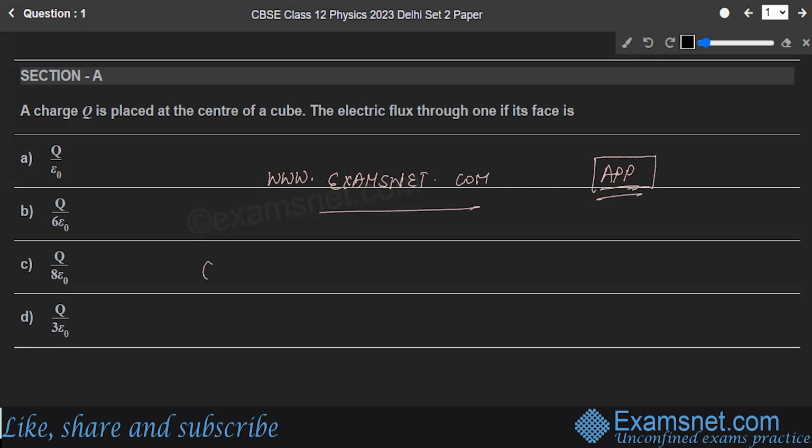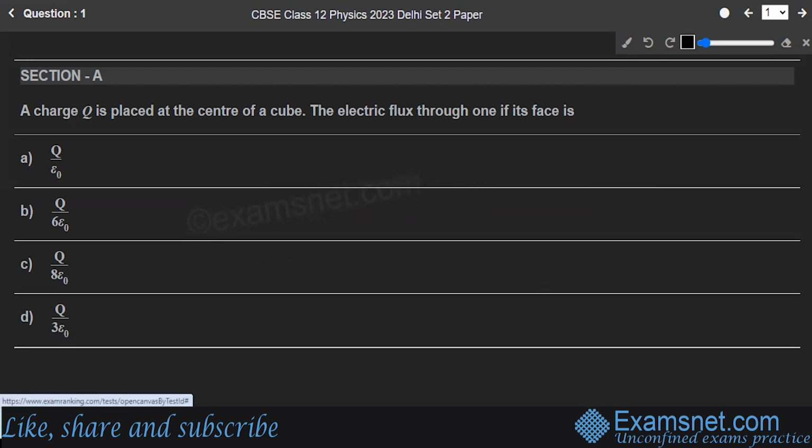Students, today we will be solving the CBSE class 12 2023 Delhi set 2 physics paper. Set 1 has already been uploaded, and this particular video is in continuation with set 1 only. All the questions have been discussed in set 1. Apart from the set 1 questions, the rest of the questions which are in set 2 are being discussed in this particular video. So let's start with the first question of the paper.